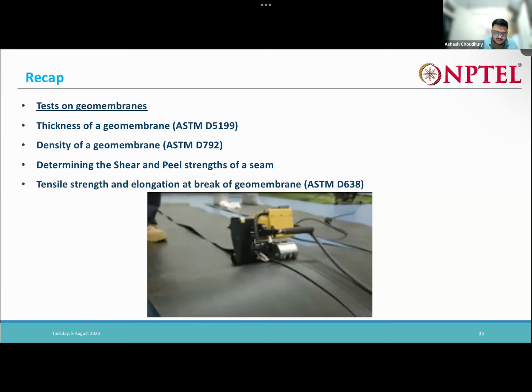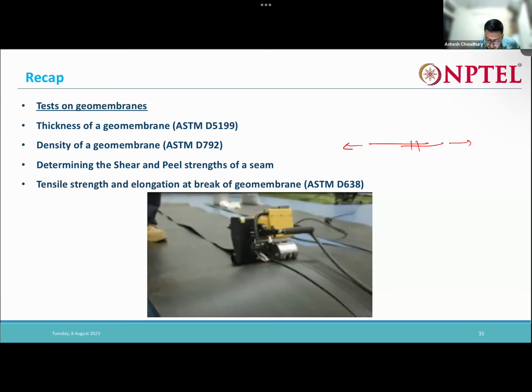So there are two types of tests that are conducted: the shear and peel. One is the peel strength. This is the joint, the seam, right? So these are sheared. The load is applied in opposite directions. So this gives the shear strength of the seam. Rather, there is the peel strength.